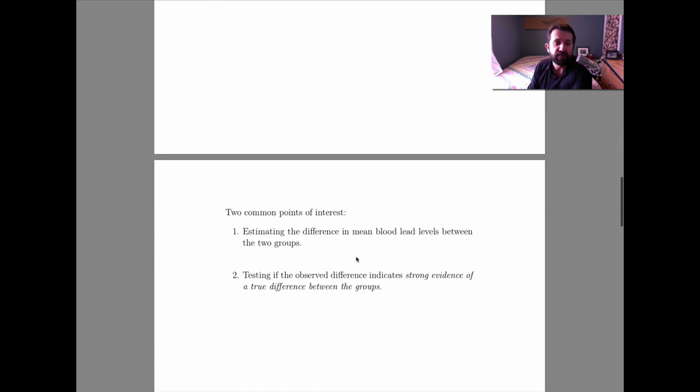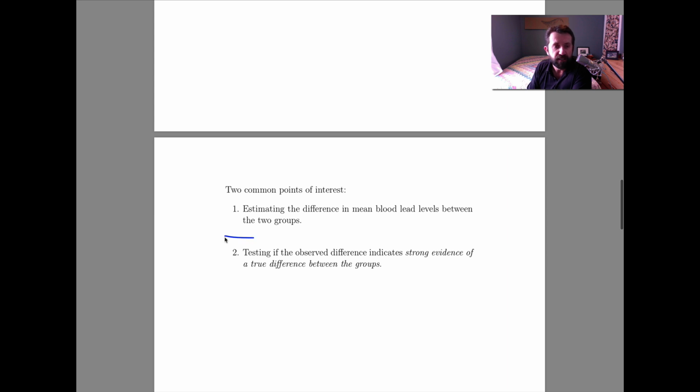And overall, what I'm talking about there is this second part, testing if the observed difference indicates strong evidence of a true difference between the groups, not just in the samples, but beyond that. And that's what hypothesis testing is all about in statistical inference.